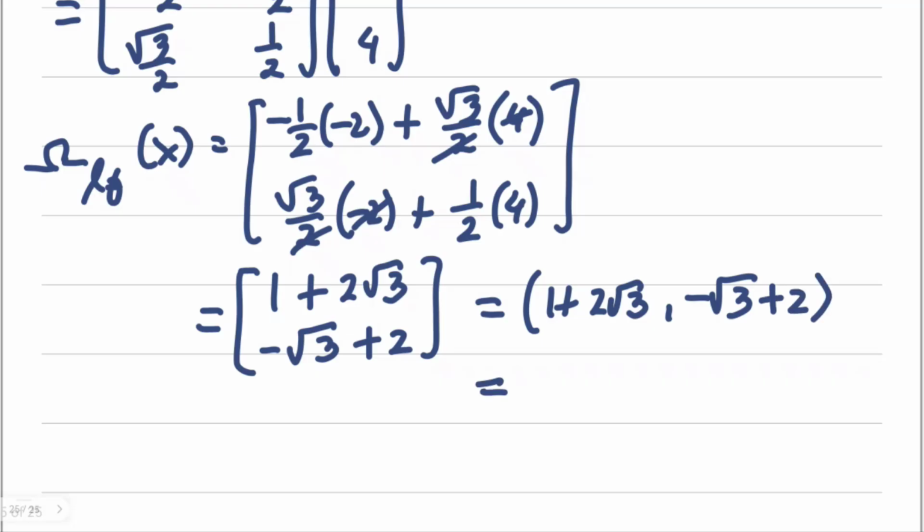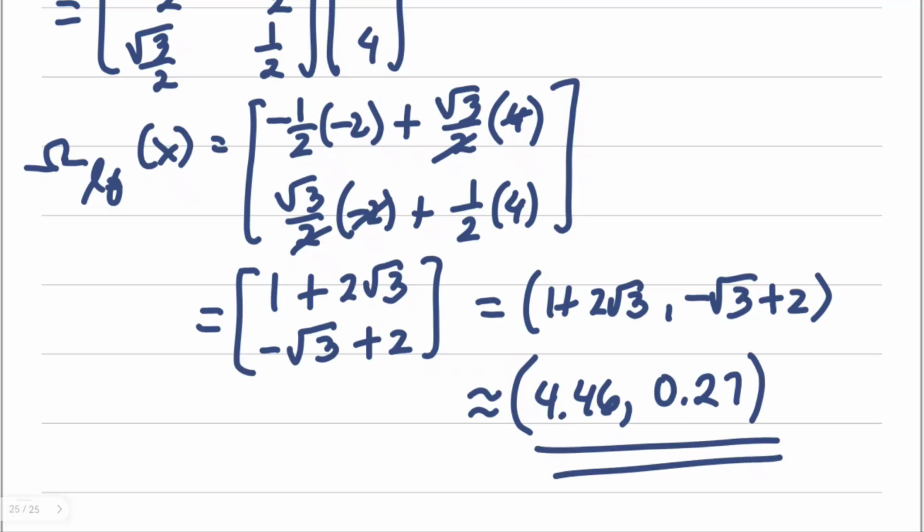Let's find out, if we're going to try the values in decimal notation, if it's really on the first quadrant. So 1 plus 2 square root of 3 is approximately, in 2 decimal places, 4.46, and for the second one, negative square root of 3 plus 2, approximately 0.27. So we have a proof that it's actually in the first quadrant.